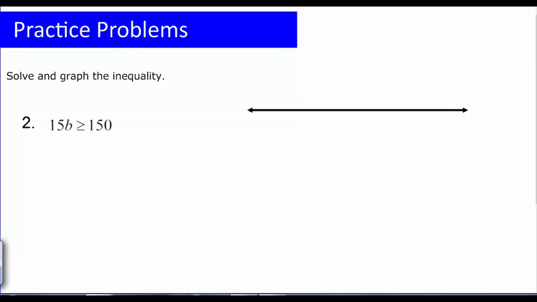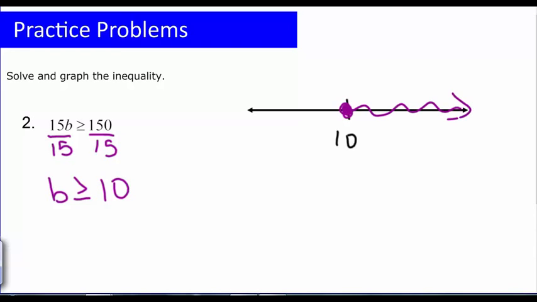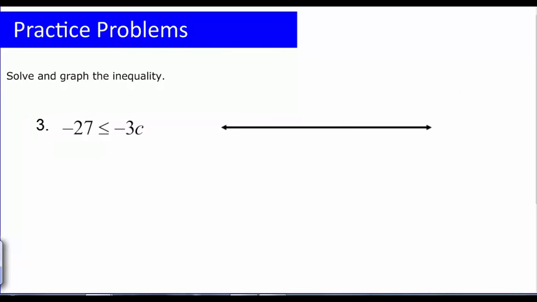Alright, solve and graph the inequality 15b is greater than or equal to 150. In order to solve this, I am going to divide both sides by the coefficient 15. 15b over 15 is just b. It's a positive coefficient, so I am not switching the sign. And 150 over 15 is 10. b is greater than or equal to 10. I want to graph my solution. Here's 10. b is greater than or equal to 10, so I'm going to fill in my circle, and everything to the right of 10 is greater than or equal to 10.